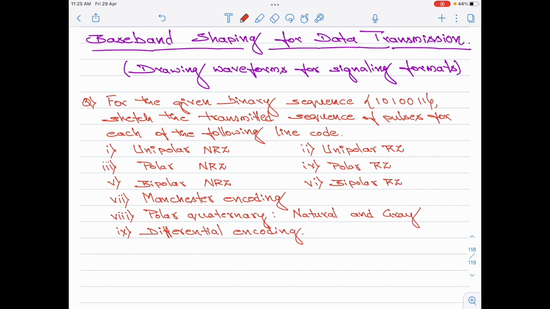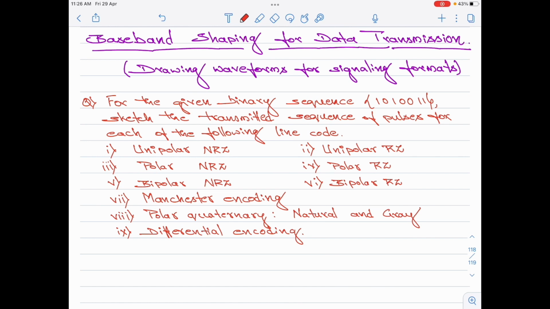Part 1 is unipolar non-return to 0. Part 2 is unipolar return to 0. Part 3 is polar non-return to 0. Part 4 polar return to 0. Part 5 bipolar non-return to 0. Part 6 bipolar return to 0. Part 7 Manchester encoding. Part 8 polar quaternary natural as well as gray. And lastly part 9 differential encoding.